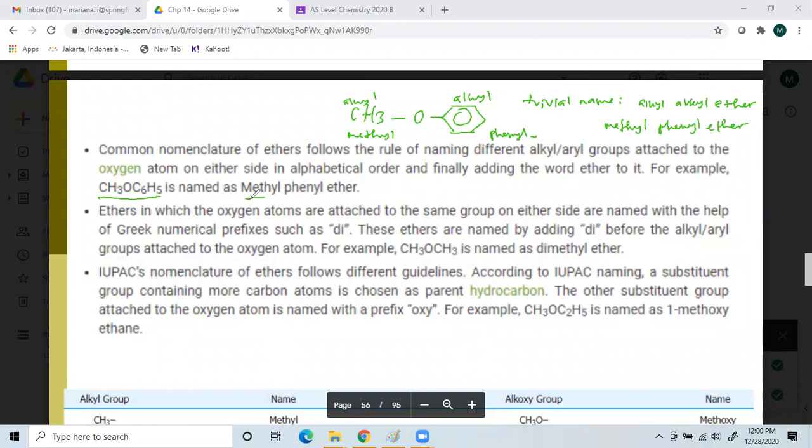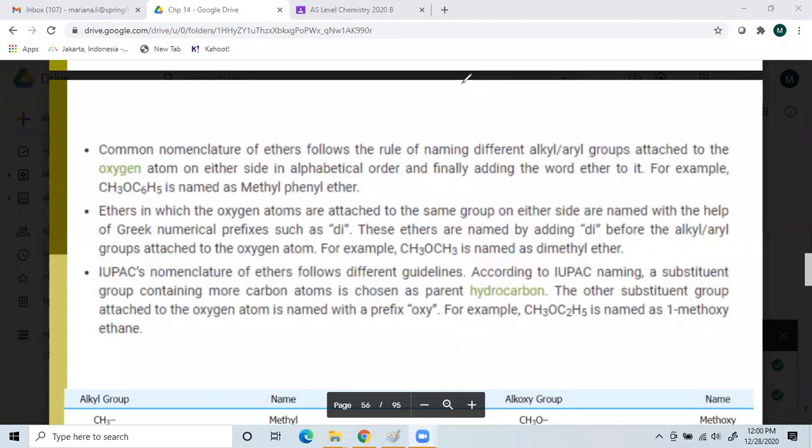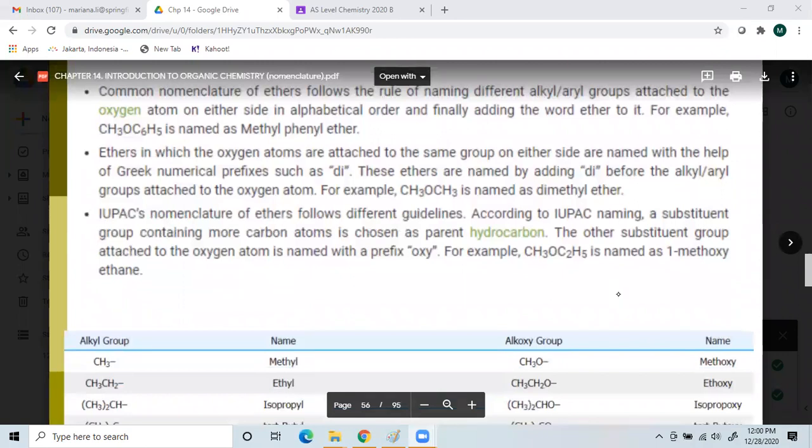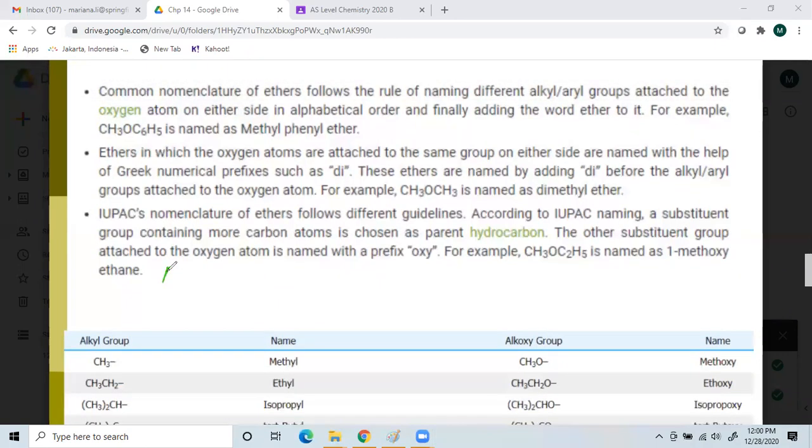Okay, you can see here methyl phenyl ether. How about CH3O CH3? Methyl, methyl, so dimethyl ether. Okay, now we'd like to see about the IUPAC nomenclature. The IUPAC nomenclature uses alkoxy alkane.